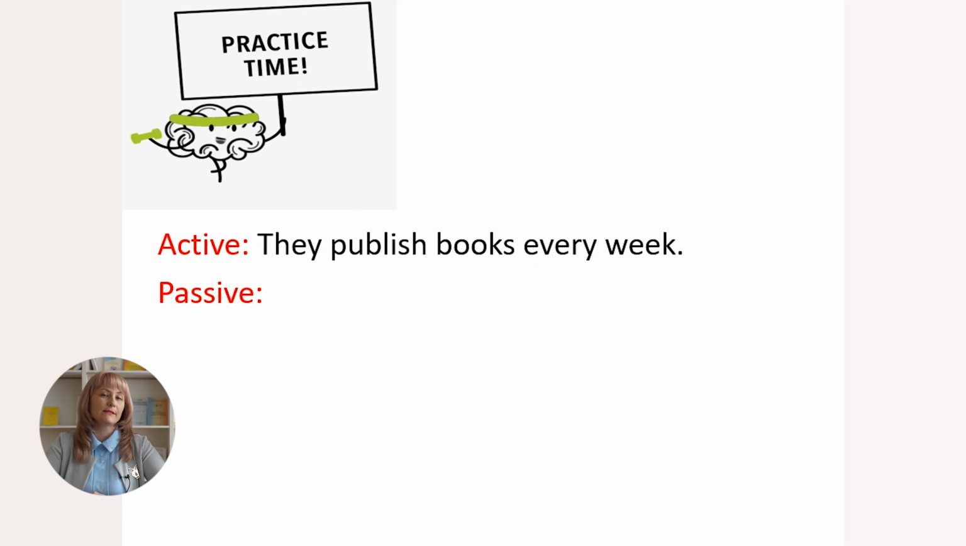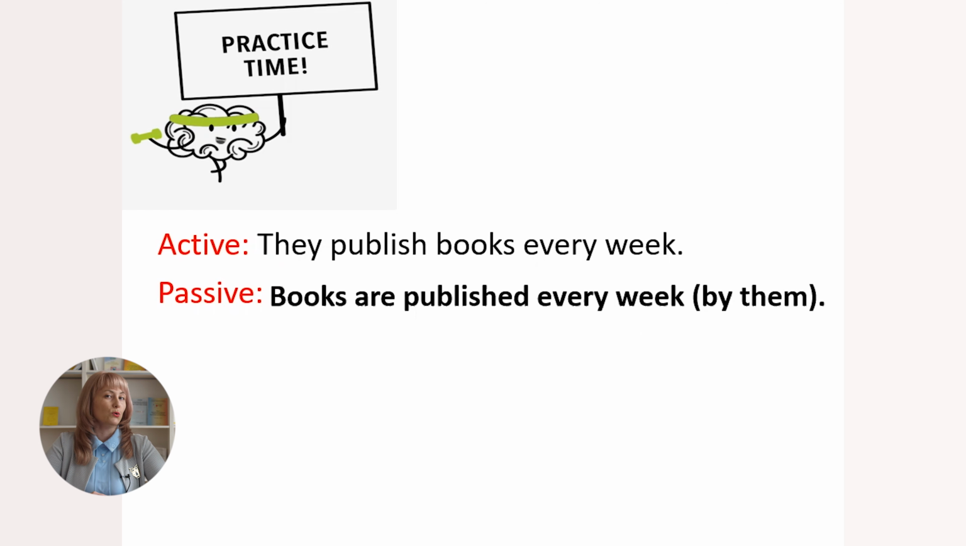Example number 2. They publish books every week. This is an active voice. And we have present simple. Let's see how this sentence can be changed into a passive one. Pause and write the correct sentence. Ready? Let's check. So books are published every week by them. Great. Good. Let's proceed to a different example.